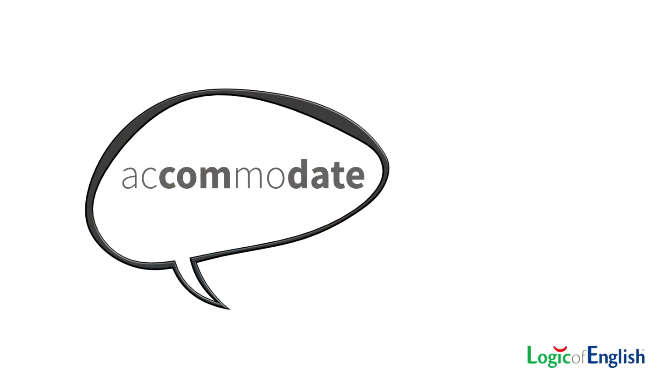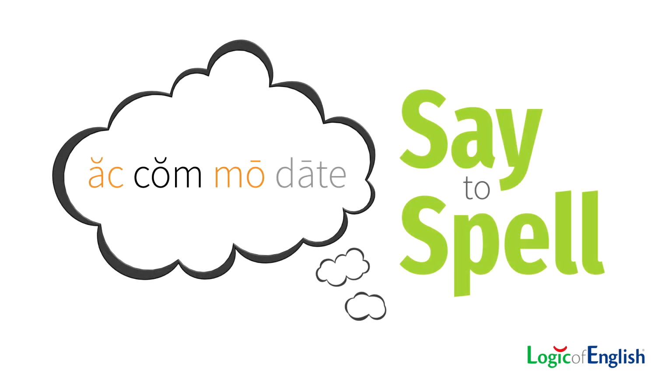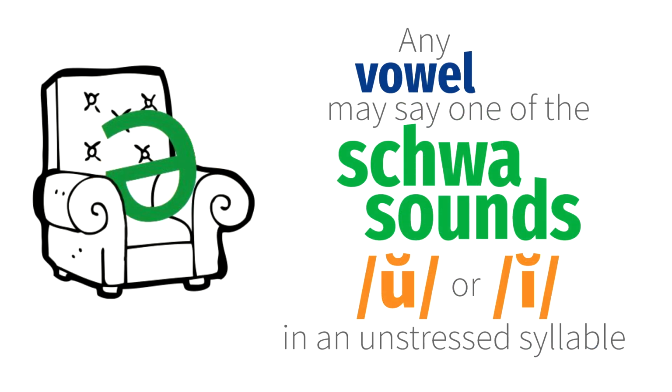And in longer words, there can be primary and secondary stresses. So these have some stress to them. Which ones are unstressed? Ac and mo. Yep. So the first and the third. That sounds weird, right? All right, so what will we say to spell accommodate? "Ac-com-mo-date." So any vowel may say one of the schwa sounds, or I, in an unstressed syllable.